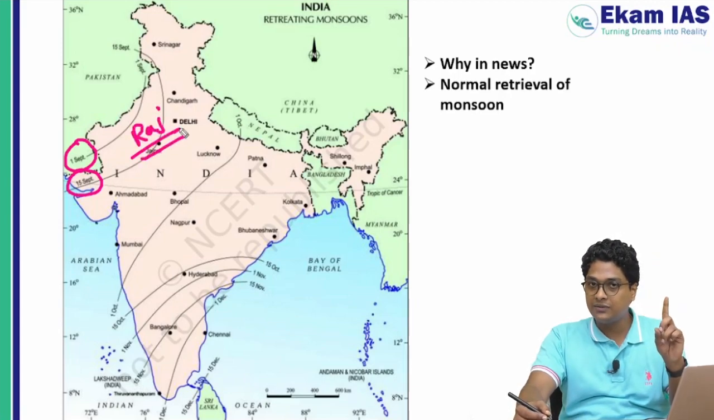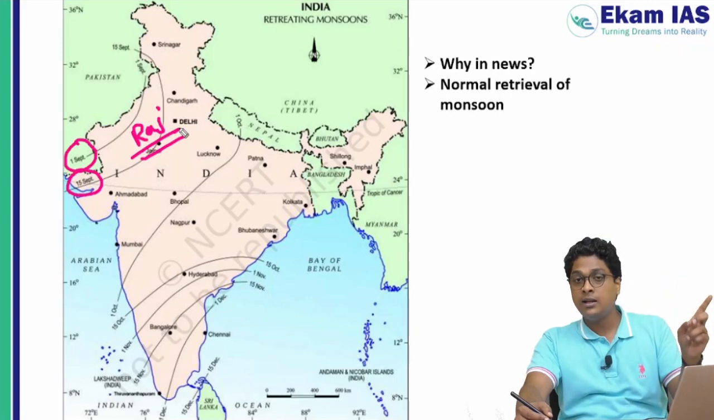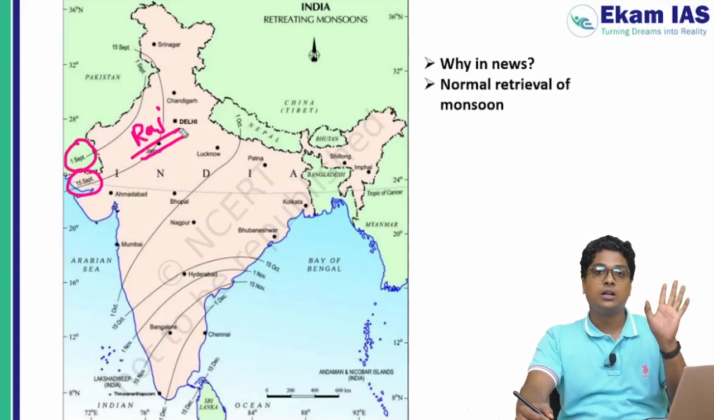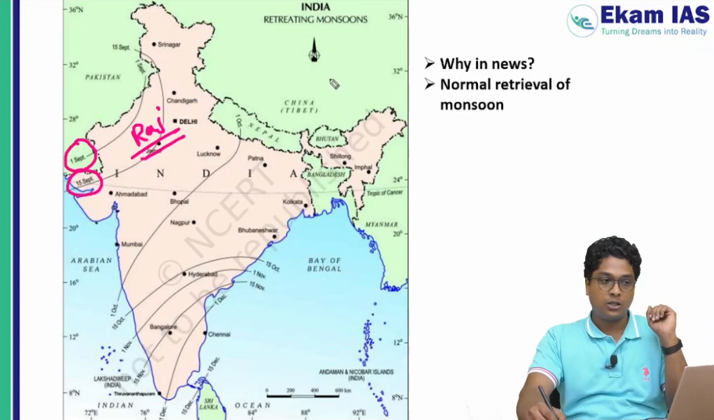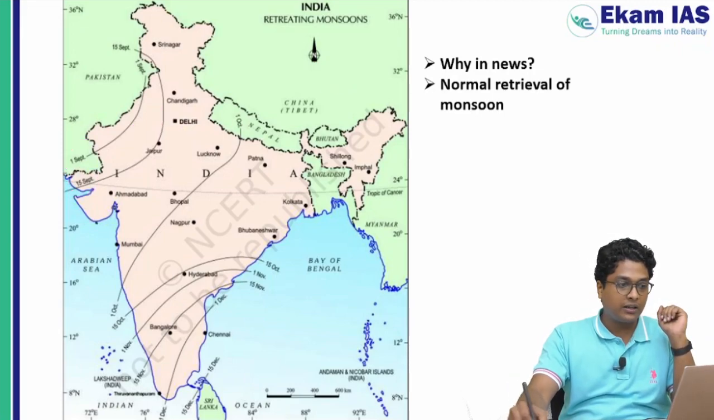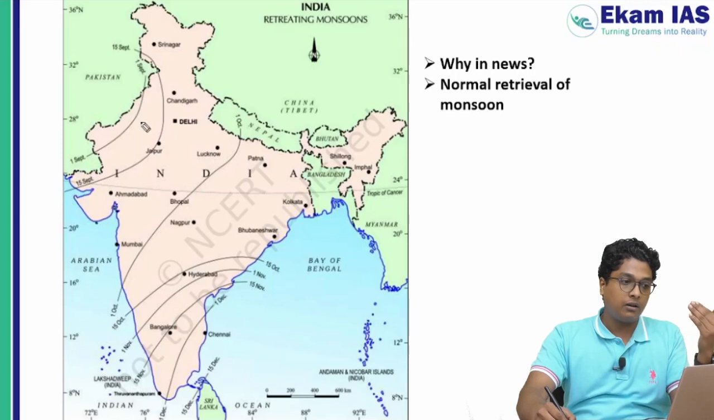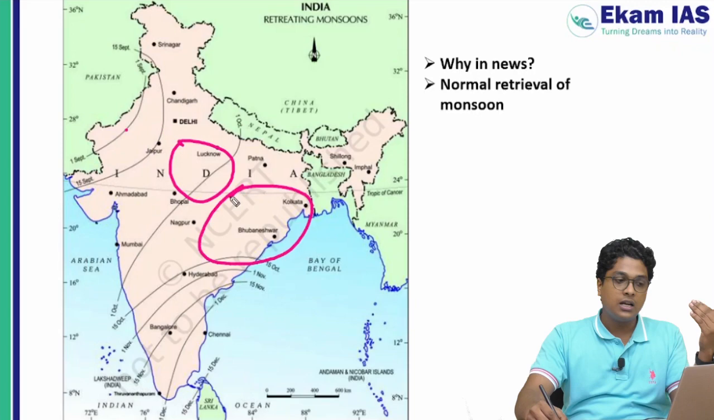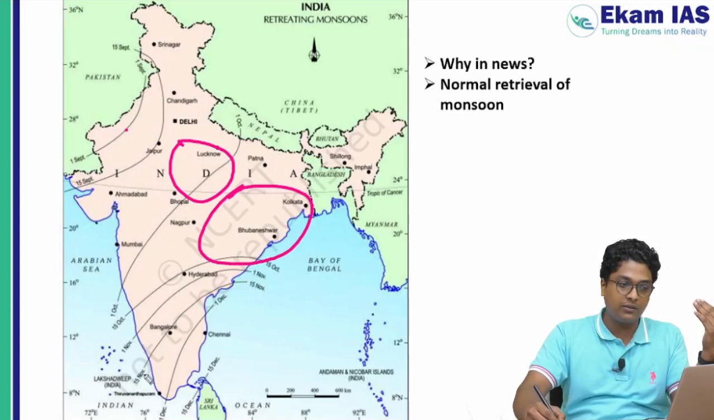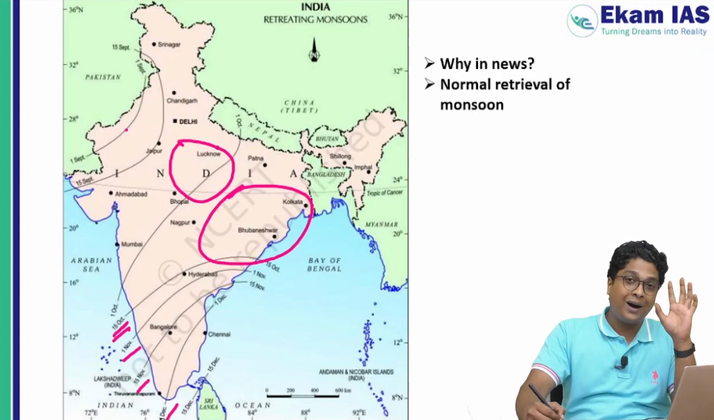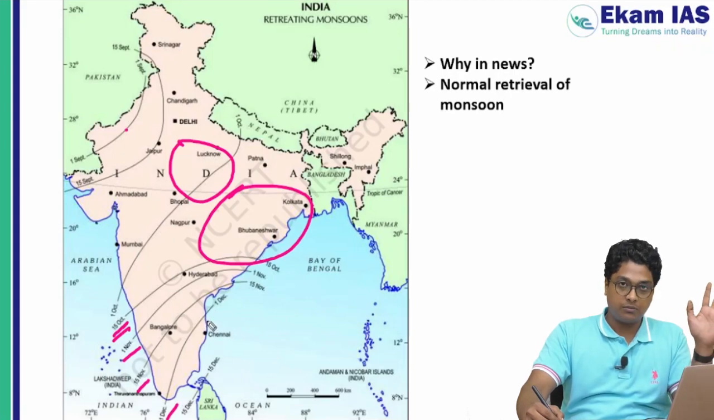The last place where the onset took place is Rajasthan, and the first place where the retrieval starts is Rajasthan. So initially the monsoon will begin retreating from Rajasthan, then from the central regions, then from the eastern region, slowly from the southern regions. As you can see here, the dates are progressively coming down: 15th October, 1st November, 15th November, 1st December. So by the end of November, December, the retreating will be complete.